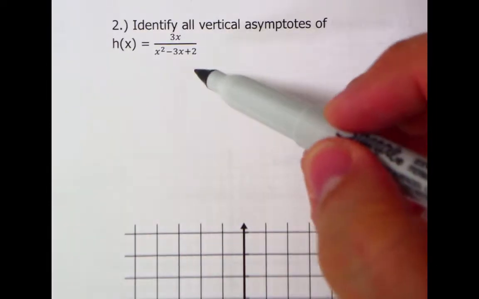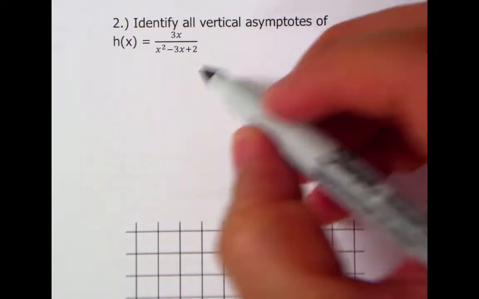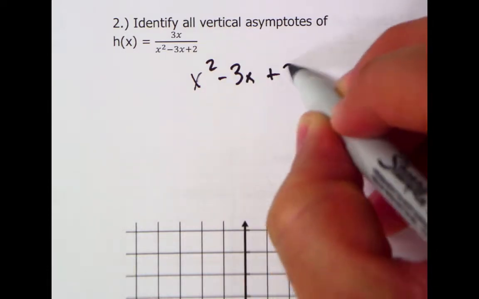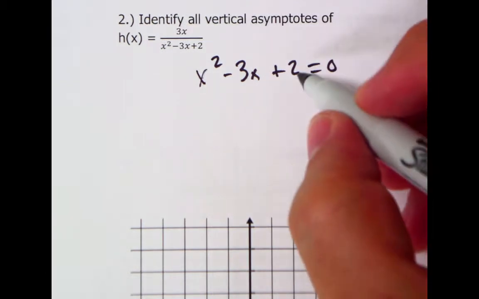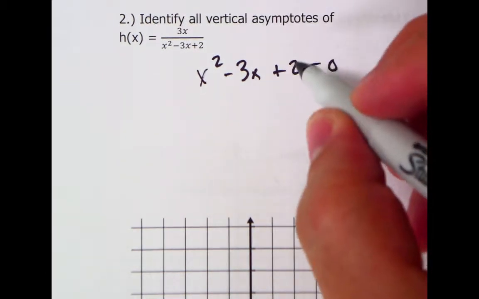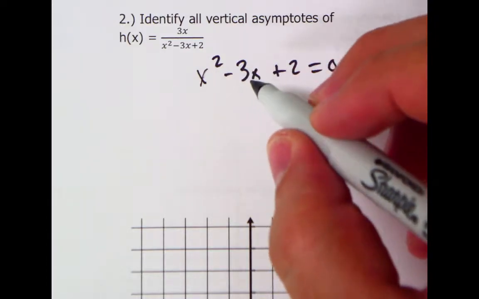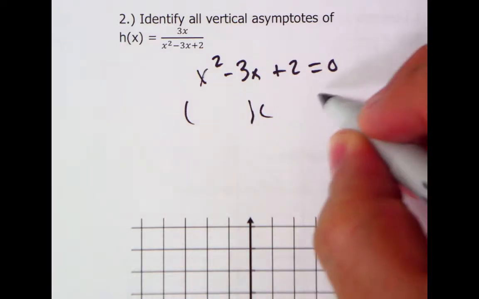Again, to find out where our vertical asymptotes are, we're going to set the denominator equal to 0. So x squared minus 3x plus 2 equals 0. Now this one's not so simple that you could just solve for x. This one you're going to have to factor and then solve. So we think about what numbers multiply to be 2 and add to be negative 3.